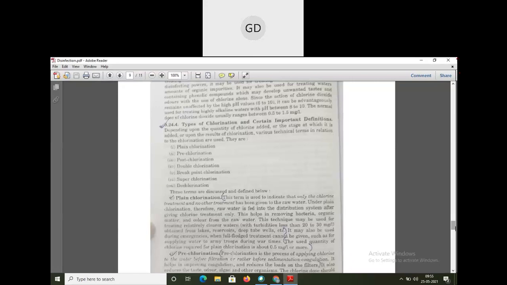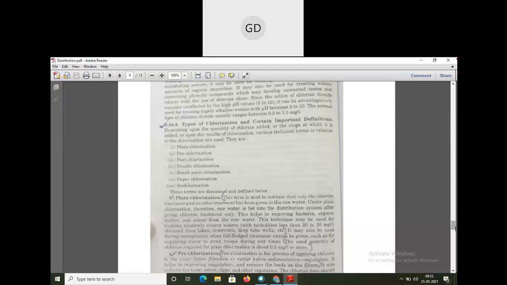Number one is your plain chlorination. Number two is your pre-chlorination, then post-chlorination, double chlorination, breakpoint chlorination, super chlorination, and dechlorination. So what are these? Actually, it depends upon how much chlorine you have added or the stage at which it is added. So this results in these types of chlorination.